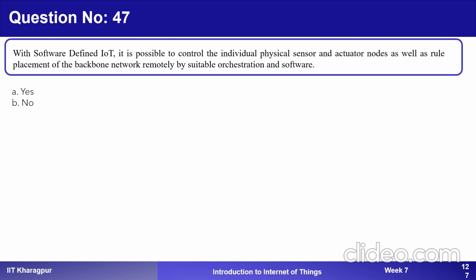The next question is, with software defined IoT, it is possible to control the individual physical sensor and actuator nodes as well as rule placement of backbone network remotely by suitable orchestration and software. Yes or no? No, ma'am, option B. Anyone else? Yes. Yes, this statement is correct.